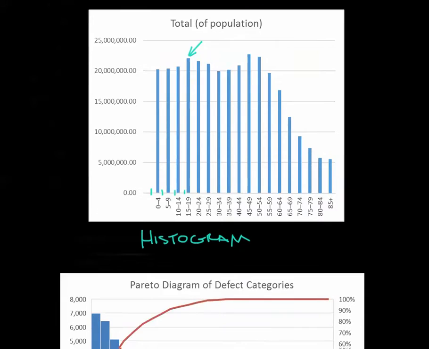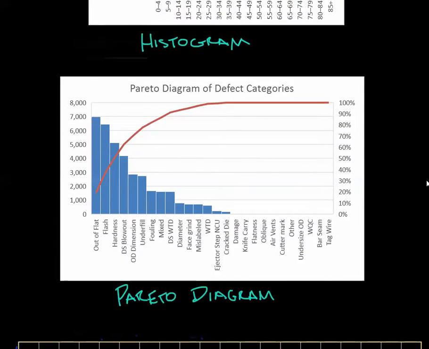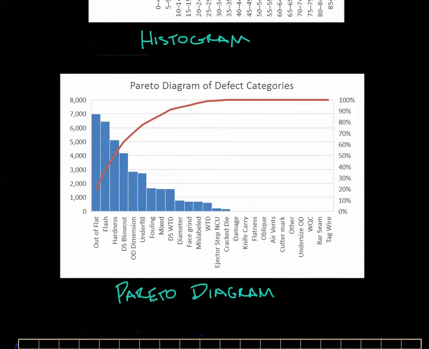The next one looks like a bar chart as well. Looks like a histogram. It's a little different than that, though. It's a Pareto diagram. It's most commonly used to organize and prioritize attribute data. It can be used for variable data as well. But as Joseph Juran explained, it's a very effective tool for separating the significant few from the trivial many.